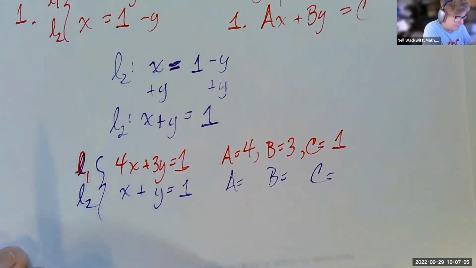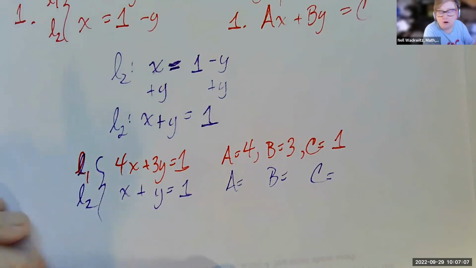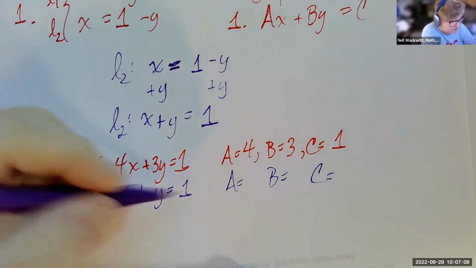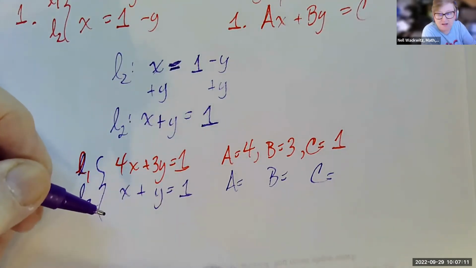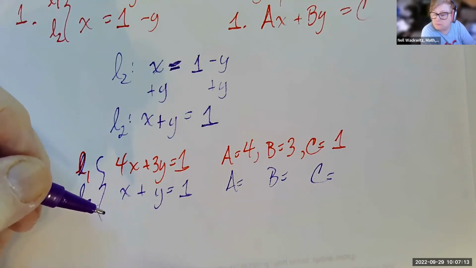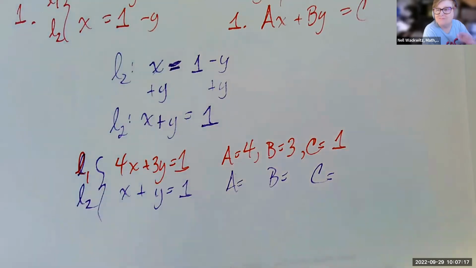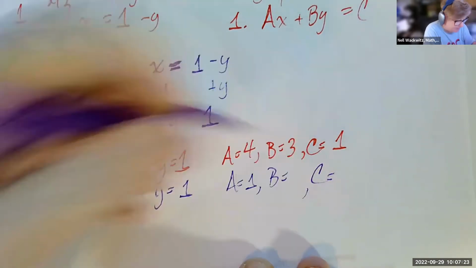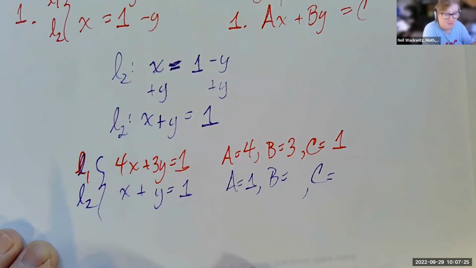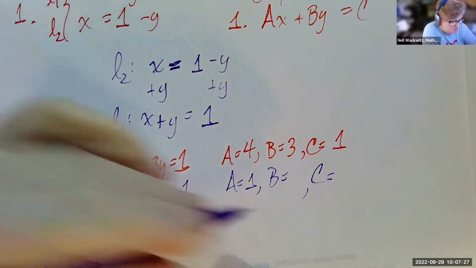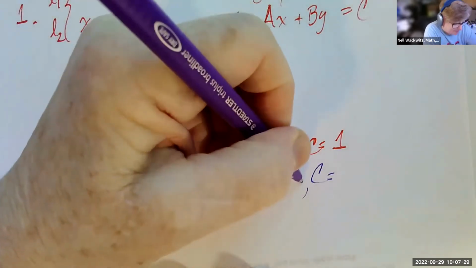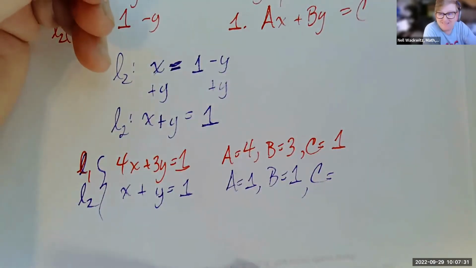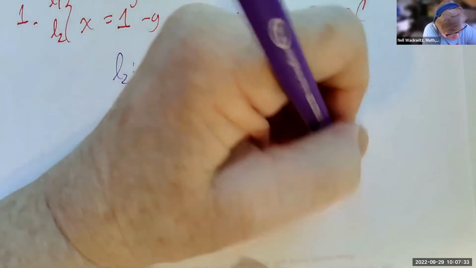Okay. And now for line 2, what is A? It's only numbers, so would it be 0 or 1? So 1, yes, that's why we're going through it. And for y, it would have to be 1 as well. Good. And then C, 1. Awesome.